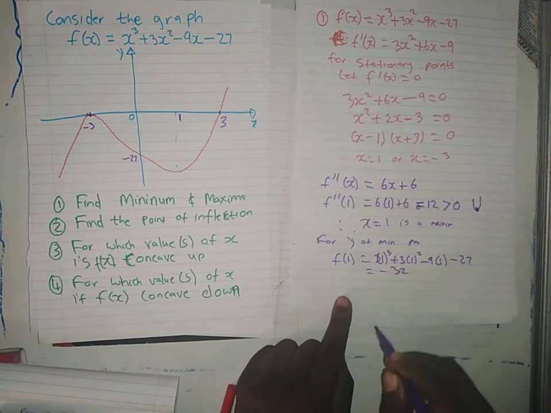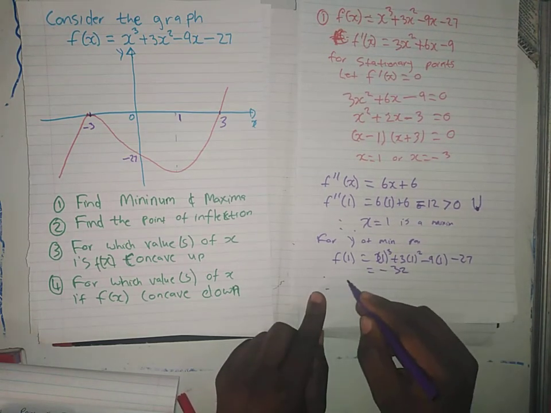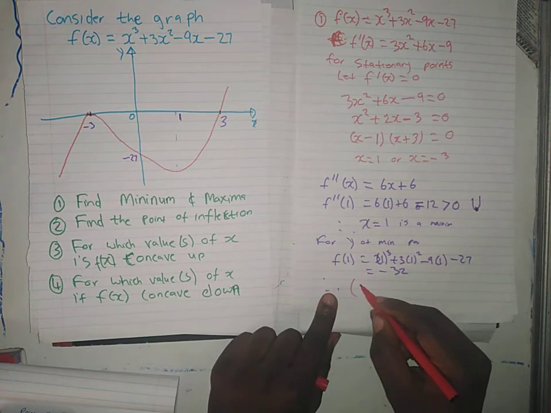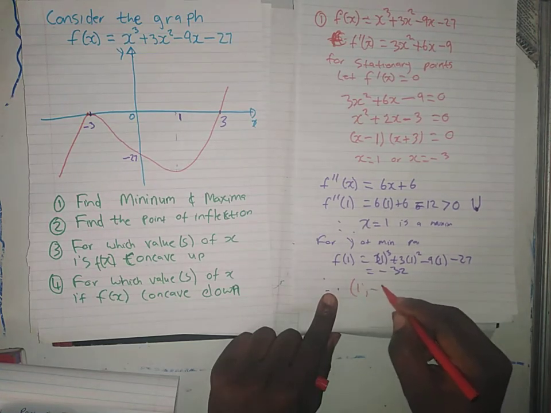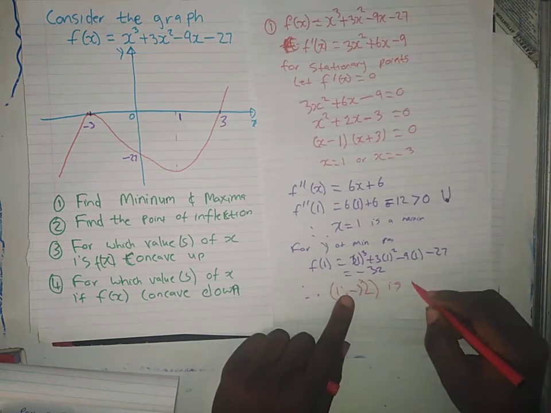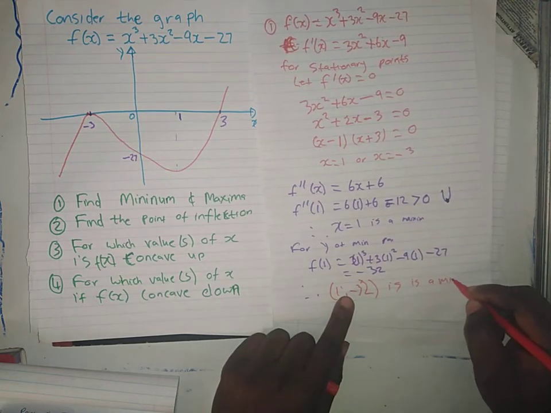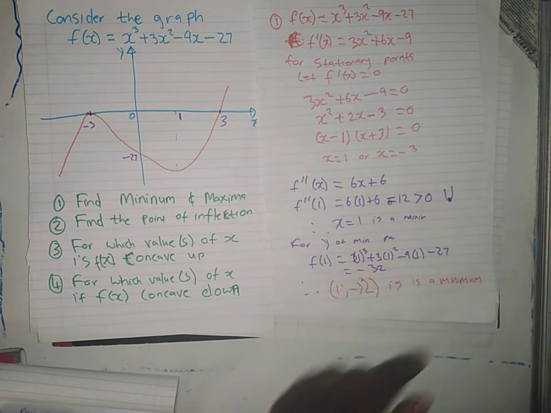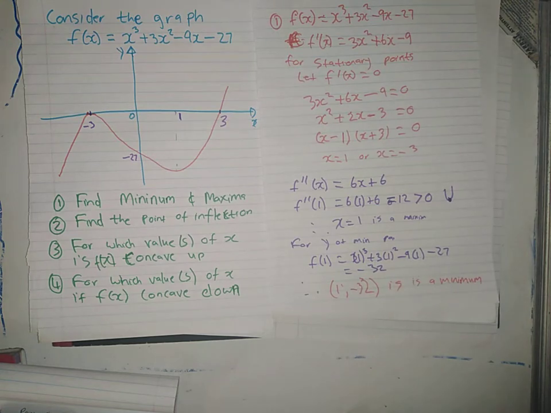So the point, actually let's write it with a different color. So the point x is 1, and then y is minus 32, is a minimum. Please recall that when they say minimum, they simply mean a local minimum. In some questions, they'll be very specific and say find the local minimum. It's just the same thing.